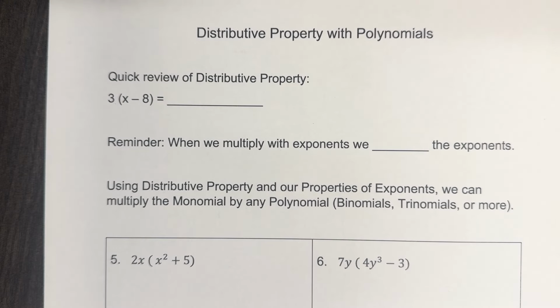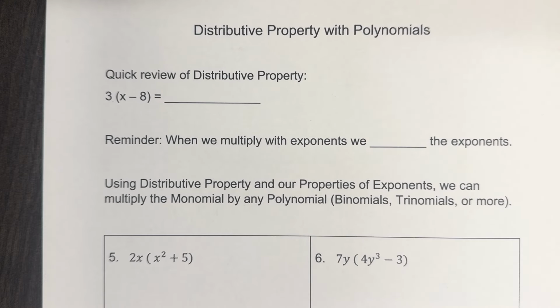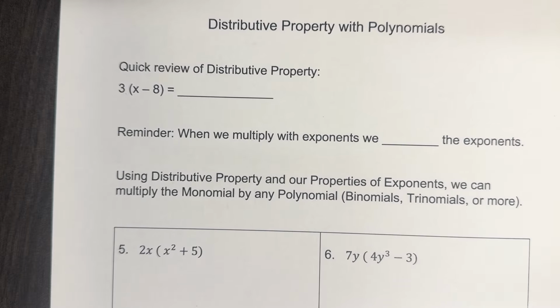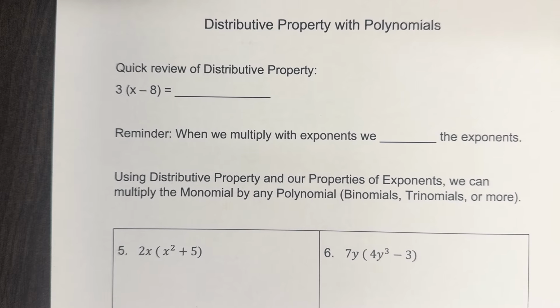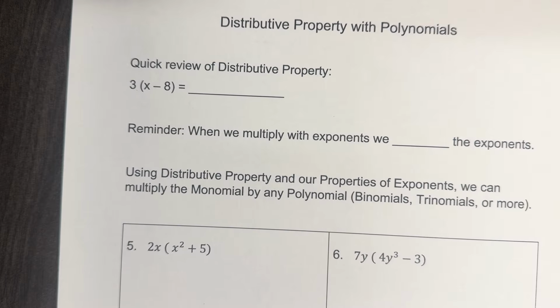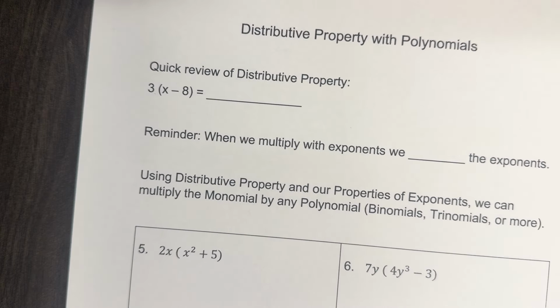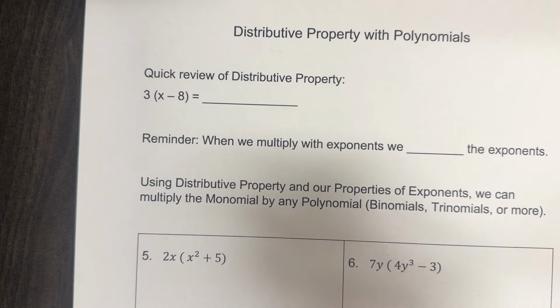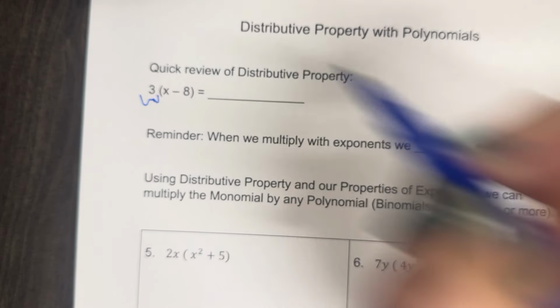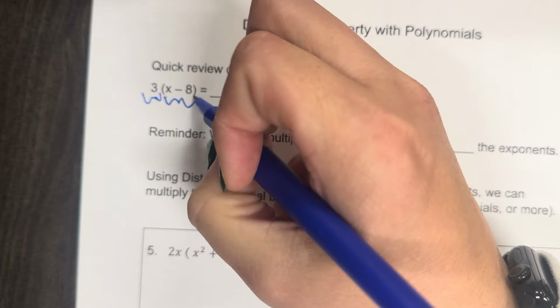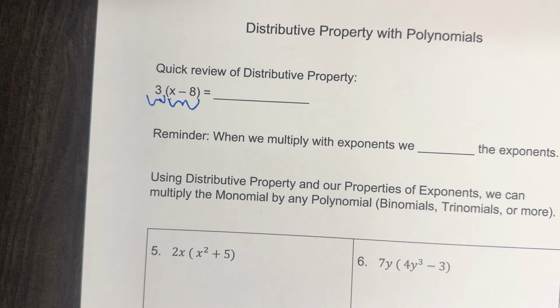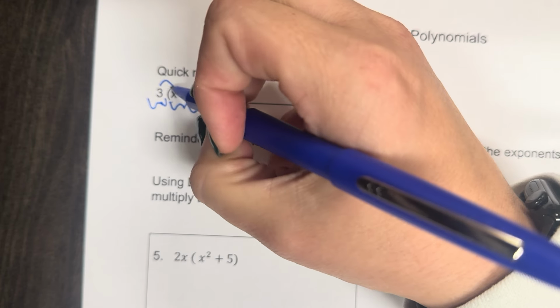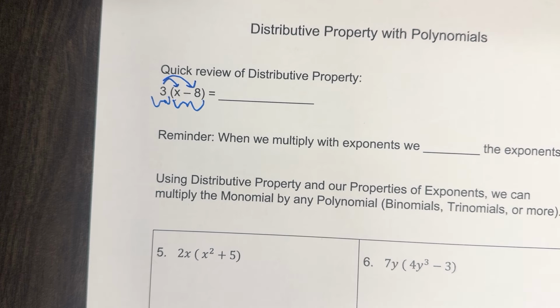Today we're going to look at the distributive property with polynomials, so multiplying polynomials. We're specifically going to look at multiplying a monomial times a polynomial. Now this is something you've actually been doing for forever because it's just the basic distributive property, which means 3 is a monomial and x minus 8 is a polynomial, a binomial, right? And we can multiply these by just distributing the 3 to each piece.